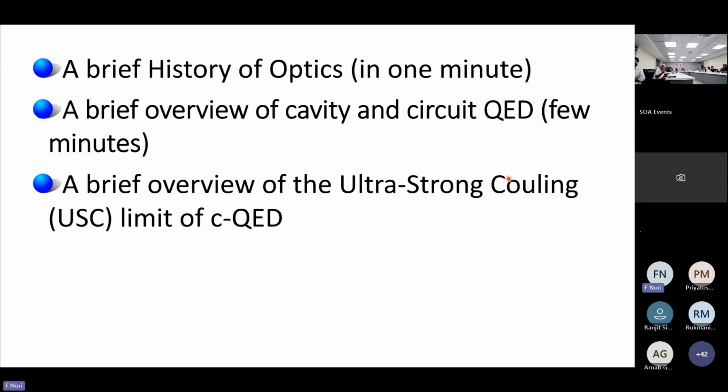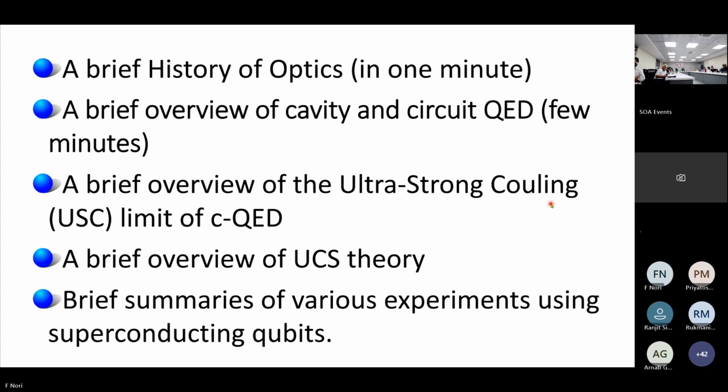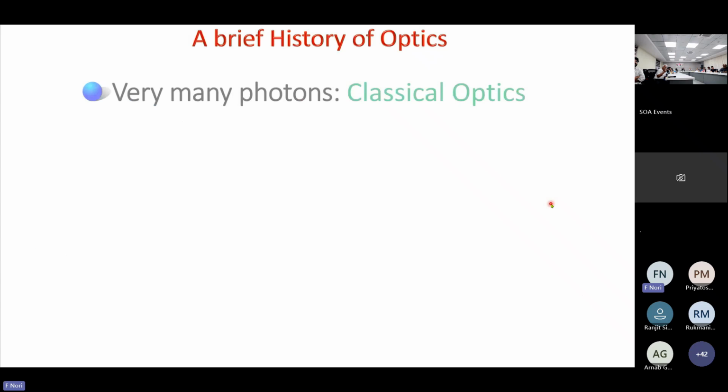So this is cavity QED or circuit QED. Sorry, it could be cavity first and then circuit later. And then USC means ultra strong coupling, because it's not enough to have it strong, but it can be pushed to even stronger. And then a brief overview of the theory, and then a brief summary of different experiments using superconducting qubits. Let's start with a brief history of optics here.